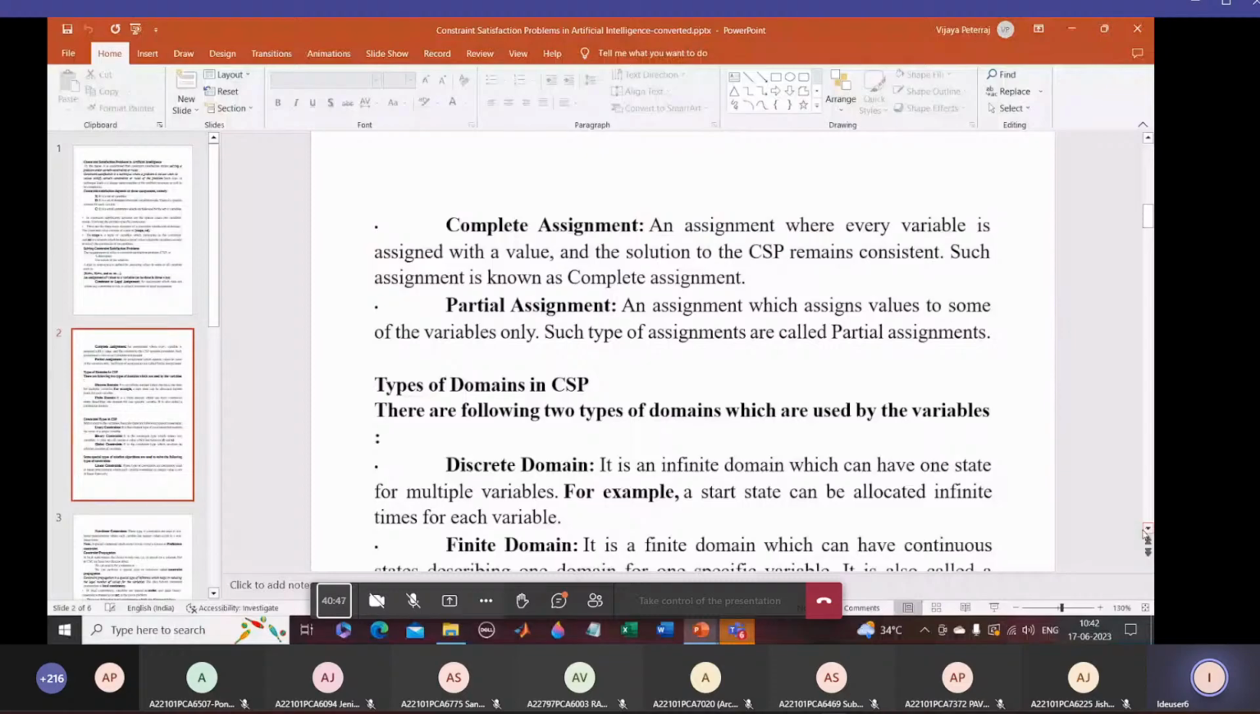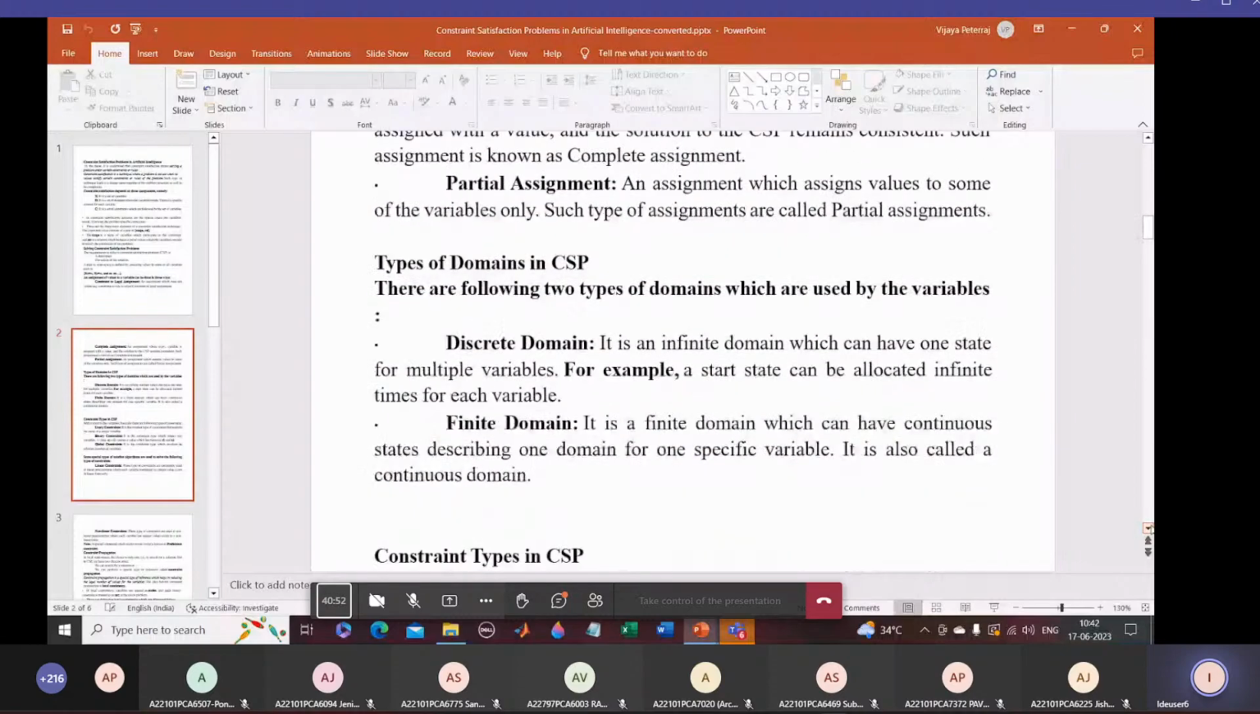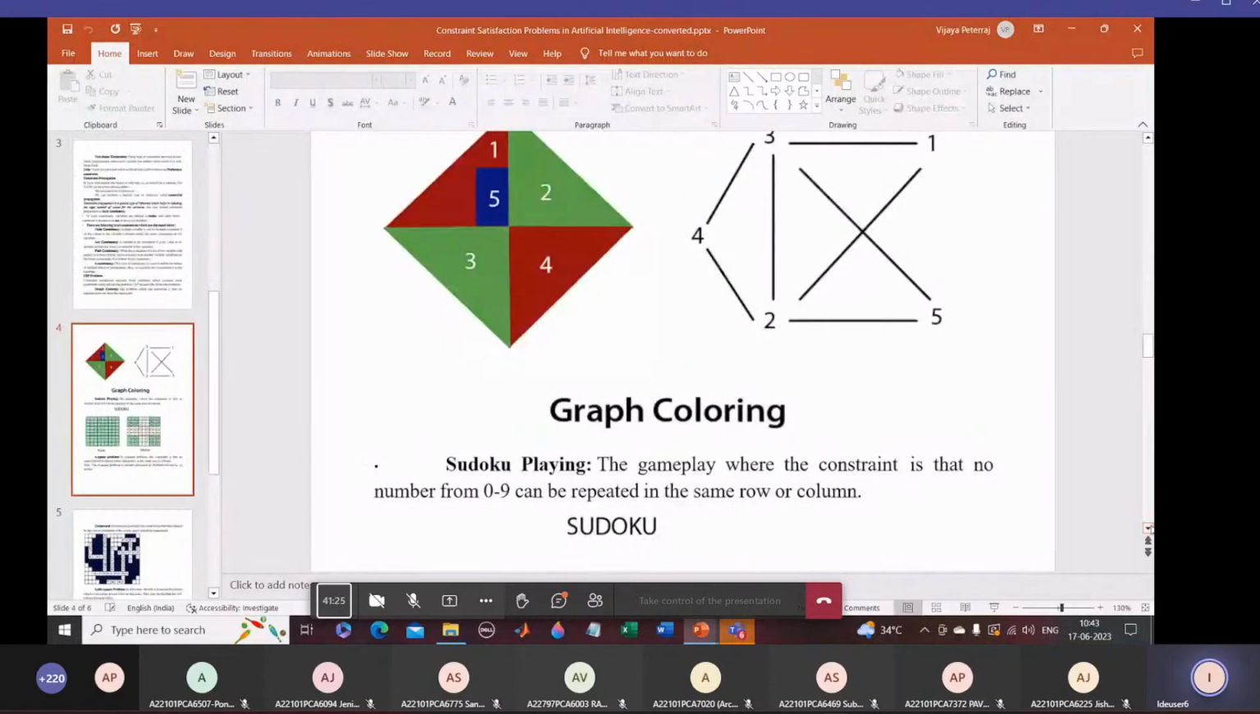And what are the different types of domains we have here? Now we are talking about the variables. Now the domains. Two types of domains are there. One is discrete, the other one is finite. Okay, discrete in the sense is an infinite domain, which it can have one state for multiple variables. And finite domain, this they have continuous states describing one domain for one specific variable. ஒரு வேரியபிளுக்கு வந்து ஓகே ஒரு ஸ்டேட் வந்து நிறைய வேரியபிளுக்குனா டிஸ்கிரீட், ஒவ்வொரு வேரியபிளுக்கும் ஒவ்வொரு ஸ்டேட் இருந்ததுன்னா then each state belongs to a particular specific variable, and that is called finite, or you can say continuous.